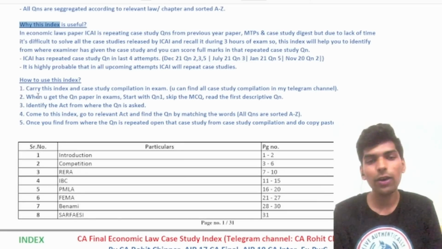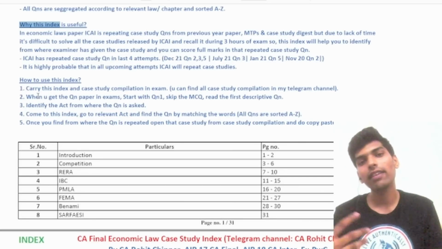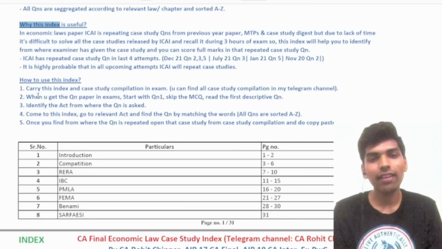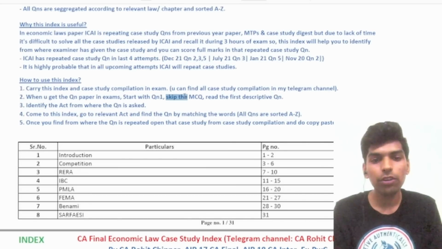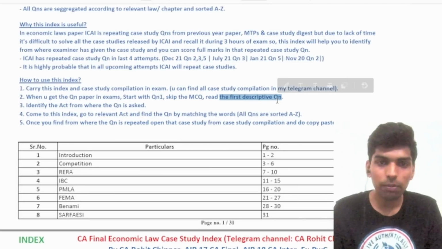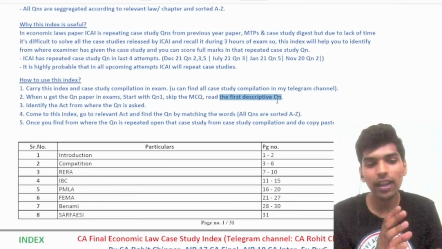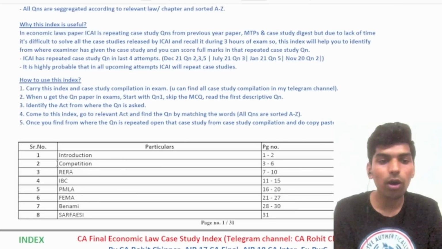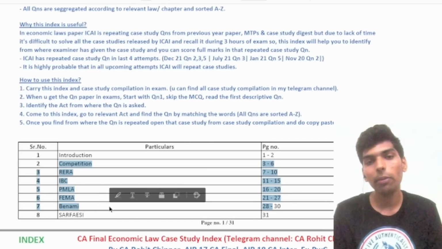Now moving to how to use this index. You have to carry the index plus the compilation, and in the 15 minutes of reading time in the exam, when you get your exam paper, you just open it, move to any of the questions which you want to start, skip the MCQ part and go to the descriptive question. Once you come to the descriptive question, read it and try to understand which act that question came from. For example, it may be from the Competition Act, RERA, IBC, PMLA, FEMA; it can be from any of these acts.